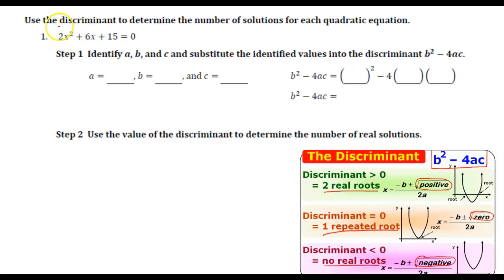So let's identify first our a value, b value, and c value, which would be 2, 6, and 15. Let's plug them in their places. I like to label. Our b value would be 6, our a value would be 2, and our c value would be 15. So we'll work this out, and that would be 36. Go ahead and pause right here and figure out what 4 times 2 times 15 would be. That should be 120, negative 120 I should say. And then if I subtract those two, again pause, work it out, I get a negative 84. I get a negative discriminant.